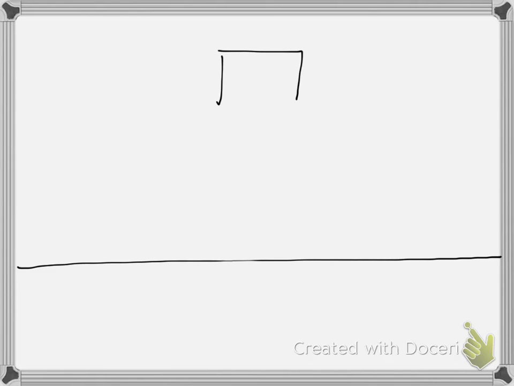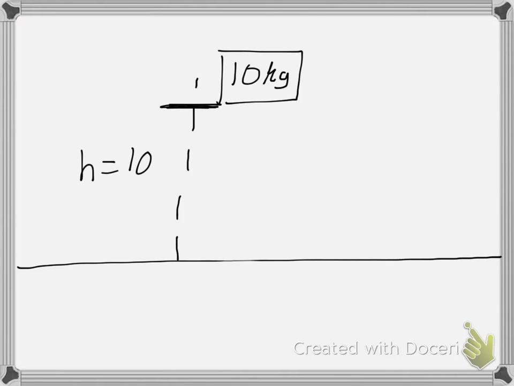Well, let's start with gravitational. So suppose we have some ground and I have a brick, and that brick can have some mass. Let's say the brick is 10 kilograms. Okay? And let's say that I've lifted the brick some distance above the ground to a height of, for kicks and giggles, let's say 10 meters.